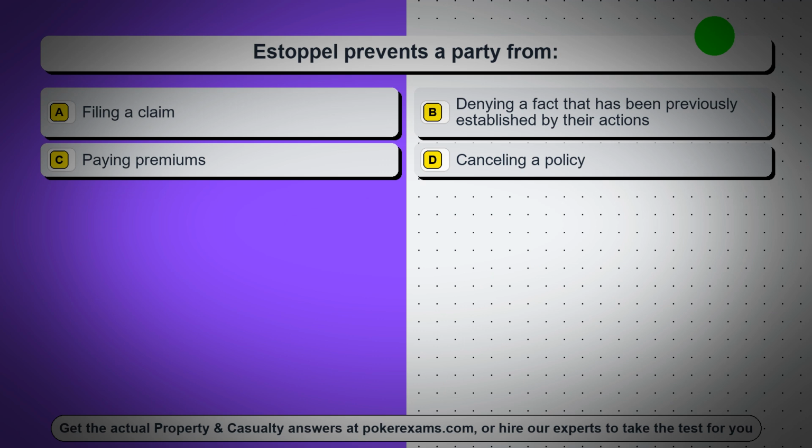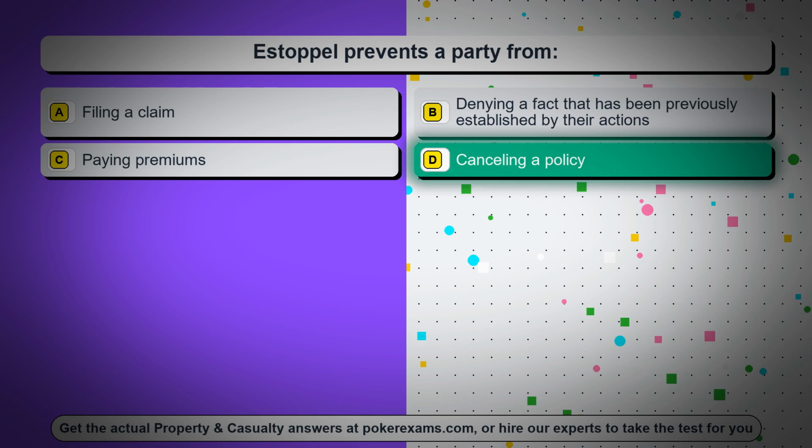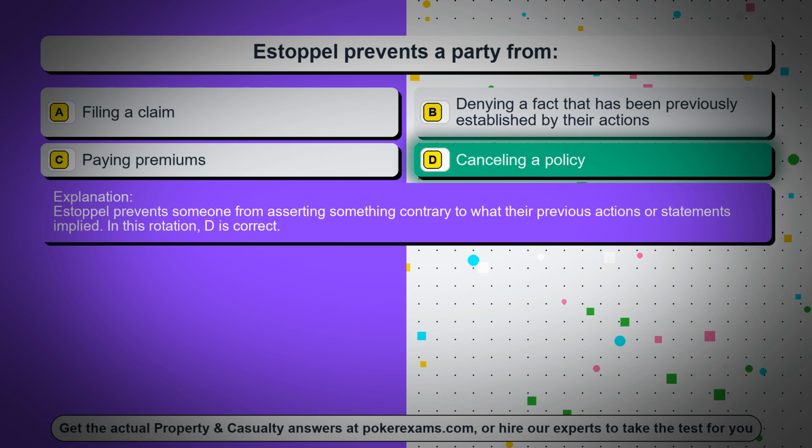Question 37. Estoppel prevents a party from. Option A, filing a claim. Option B, denying a fact that has been previously established by their actions. Option C, paying premiums. Option D, canceling a policy. The correct answer is option D, canceling a policy. Estoppel prevents someone from asserting something contrary to what their previous actions or statements implied. In this rotation, D is correct. Question 38.